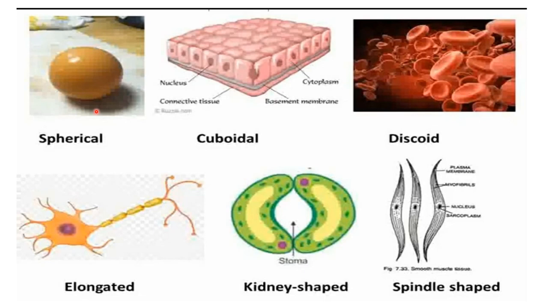So these are examples of different types of cells. This is spherical, this is cuboidal, this is discoid. These RBCs are discoid. These are elongated like nerve cells. Then these are kidney shaped. These are spindle shaped like muscle cells. So they are different types of shapes.